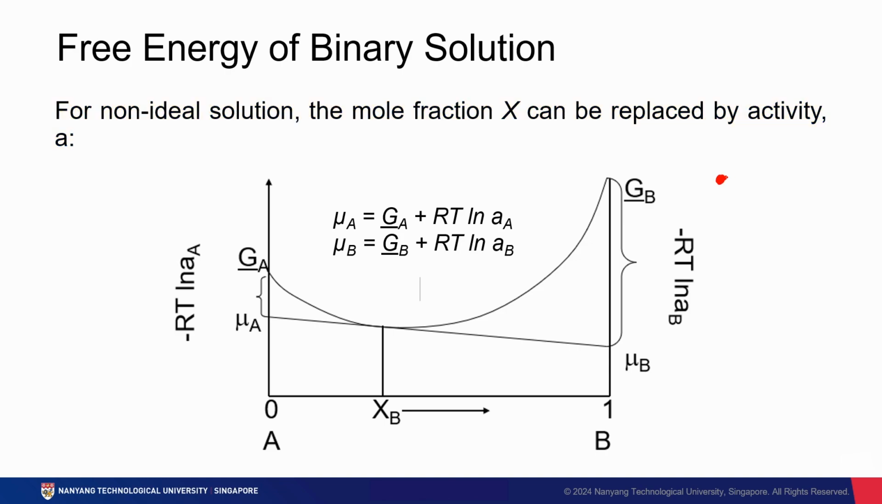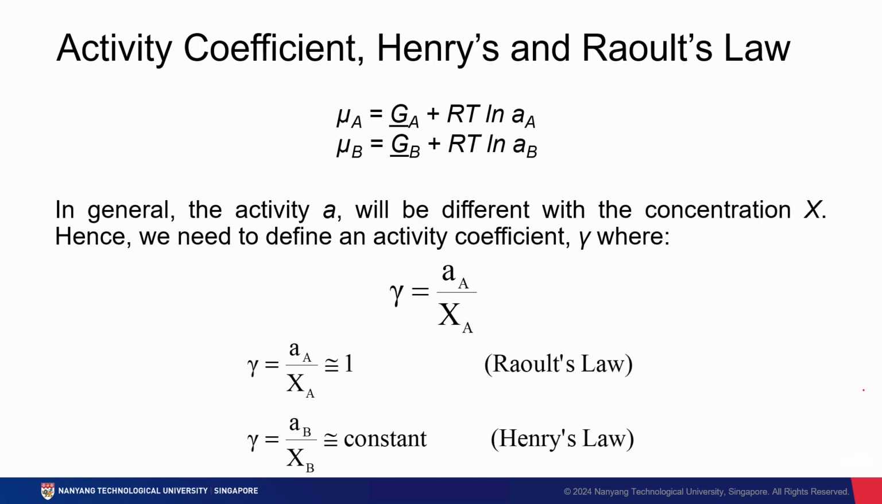Remember, we talked about, say, perhaps BA bonds and AB bonds. These are not the same as BB bonds and AA bonds. That means the bond energies are not the same. In a non-ideal solution, we can essentially replace X with activity A. So these equations describe the chemical potentials of A and B.